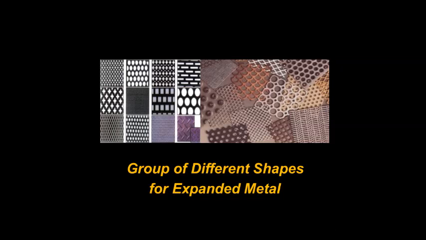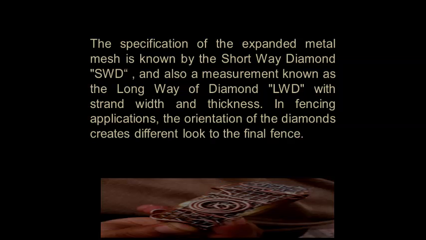Group of different shapes for expanded metal. The specification of the expanded metal mesh is known by the short way of the diamond, and also a measurement known as the long way of the diamond, with a strand width and thickness. In fencing applications, the orientation of the diamonds creates a different look to the final fence.